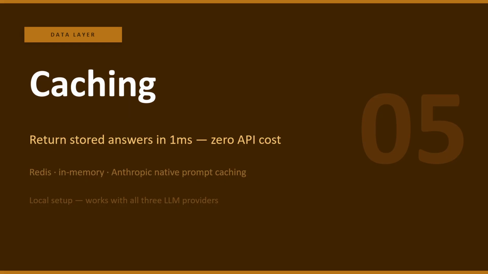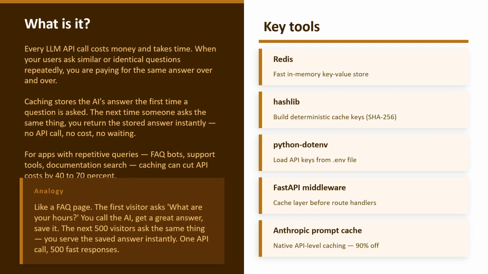Let's see, what is it? Here is the core problem. When users ask your AI application similar or identical questions repeatedly, you are making a fresh API call every single time and paying the full cost every single time. Caching stores the AI's answer the first time a question is asked. The next time someone asks the same question, you skip the API call entirely and return the stored answer from a fast in-memory database. The user gets their answer in 1 millisecond instead of several seconds.